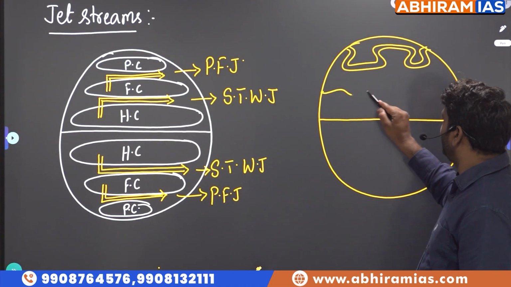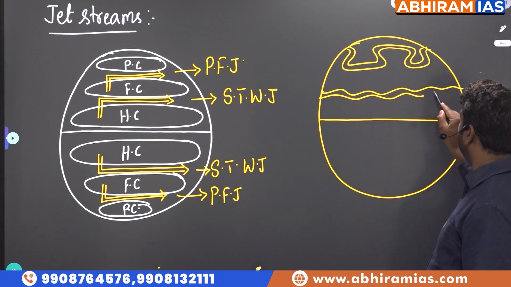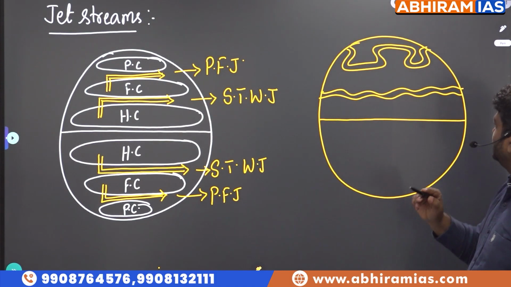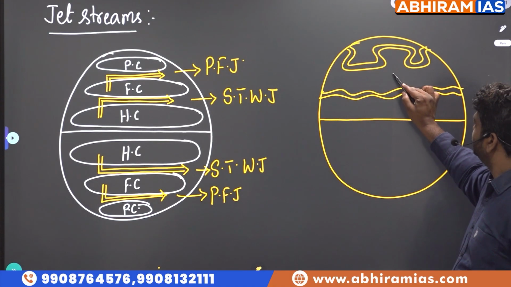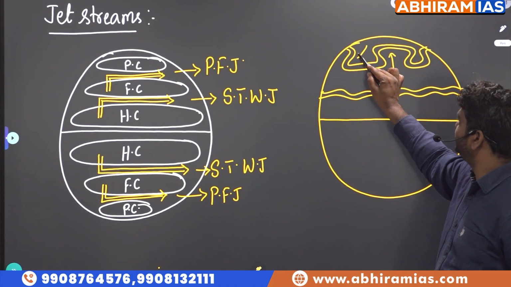Jet streams meander. What is the reason for meandering? Can you tell me? Something is pushing the jet stream here.